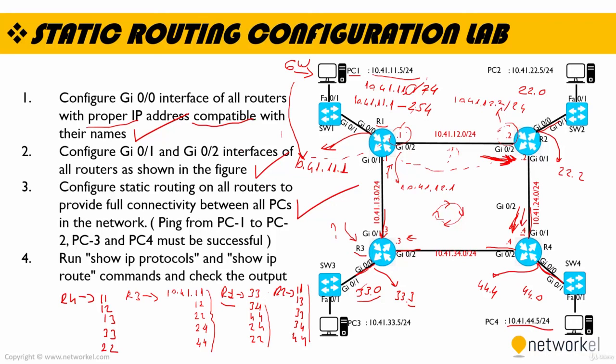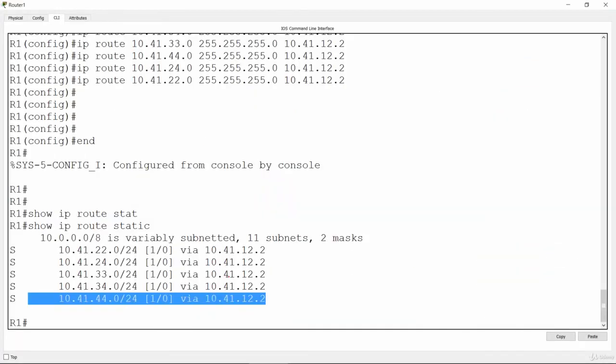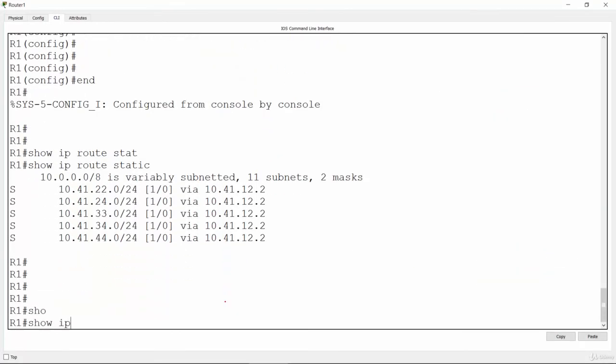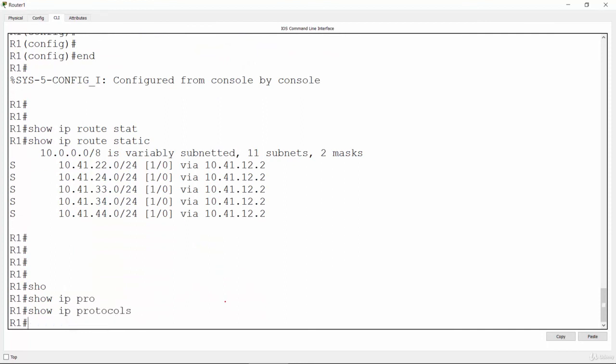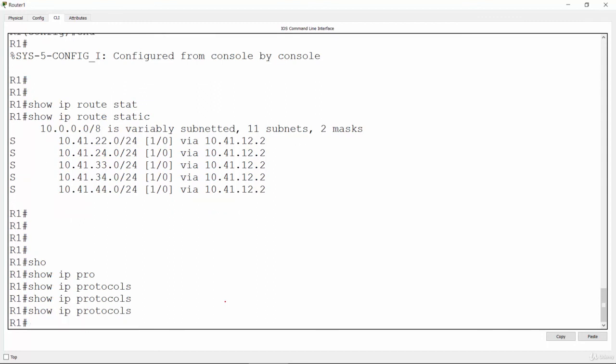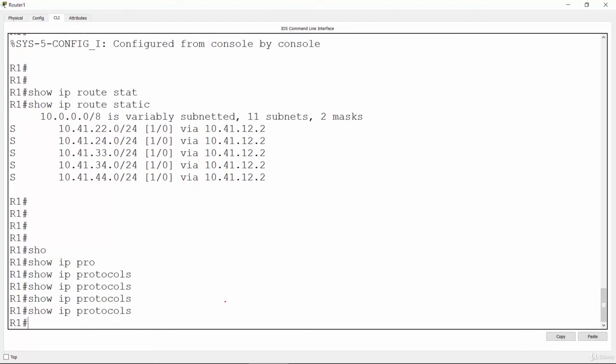And in the last step, the lab says to run the show ip protocols and show ip route commands and check the output. Let's use the show ip protocols command on router 1. Enter. Oops, I cannot see anything. What's going on, man? We made something wrong? No. Actually, we didn't make something wrong.